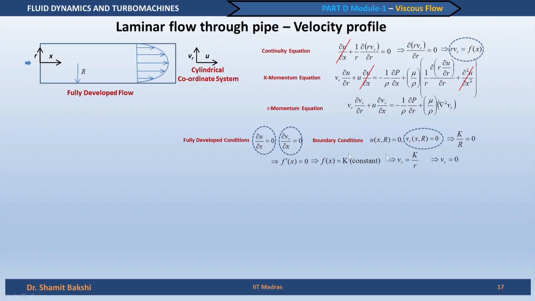So, this shows that it is important to utilize the fully developed conditions and the boundary conditions to arrive at the solution. By doing this systematically, you can arrive at a very important simplification, that the radial component of velocity becomes 0.